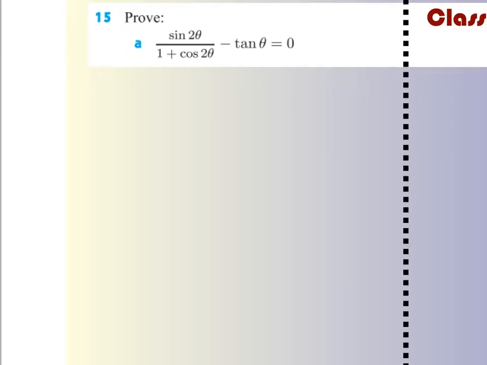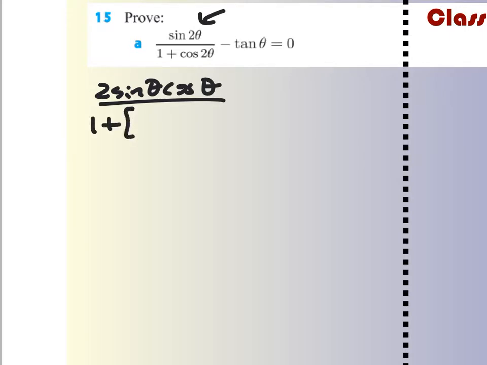What I would do here is identify anything that I see that's an identity. I see an identity in the numerator here. I'm going to take the complicated side and show it equals 0. So that would be 2 sine theta cosine theta. The denominator is technically 1 plus, and I'm going to write this as 2 cosine squared theta minus 1. I'm going to write tangents as sine of theta over cosine of theta.